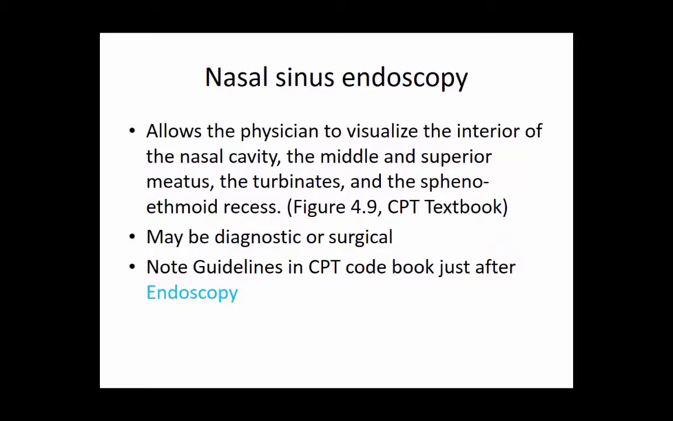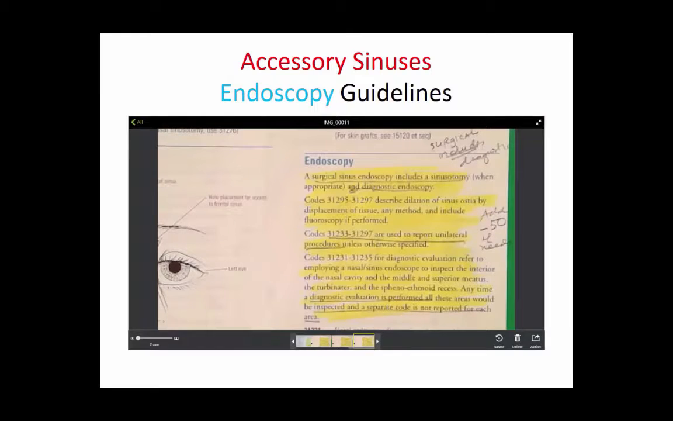Endoscopies can be diagnostic or surgical, and we're going to take a look at the guidelines in the CPT Code book. I've reproduced the color structure there in the CPT book, where the red font represents a part of the respiratory system, and then the endoscopy represents the type of procedures that you're looking at. And we have guidelines here.